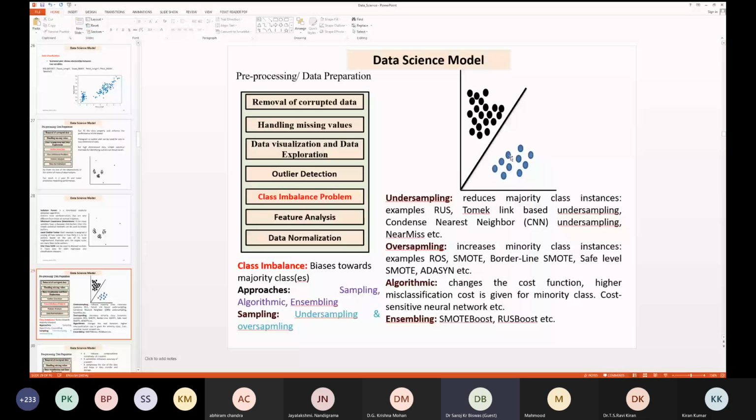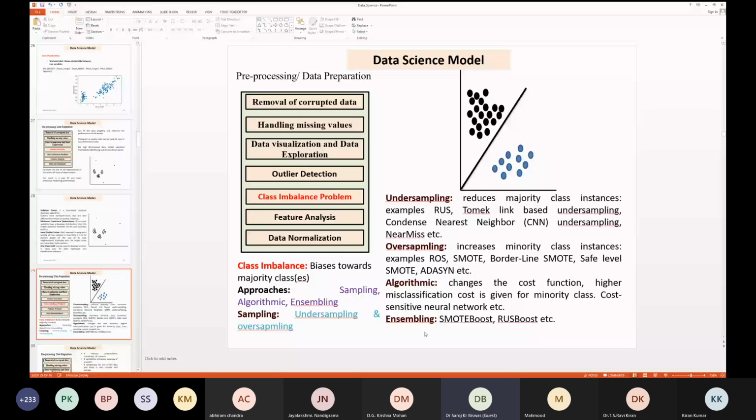And then there is the ensembling approach, which merges undersampling and oversampling with the algorithmic approaches and produces very promising results. People are working right now on ensembling approaches to sort out the class imbalance problem. Not going to discuss it, just showing you.